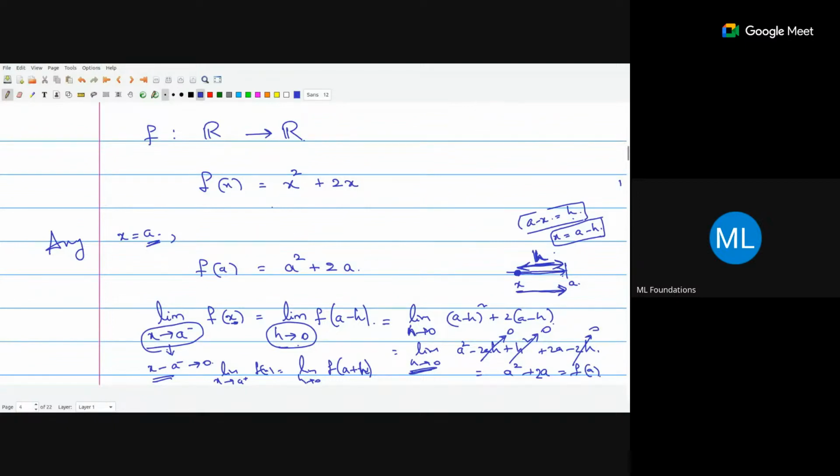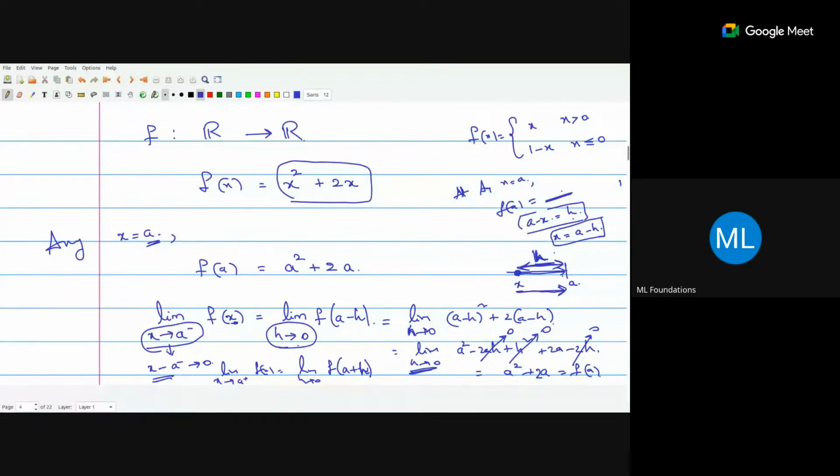Here the function is defined on whole R, and the function value at any point is x square plus 2x. But if the function is piecewise defined, something like x when x is greater than 0, and 1 minus x when x is less than or equal to 0, then I cannot talk like at any x equals a, right? If I talk like at any x equals a, you can't write f of a explicitly. So what will be your f of a?